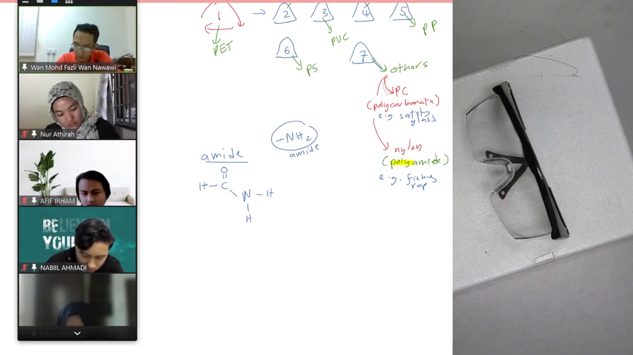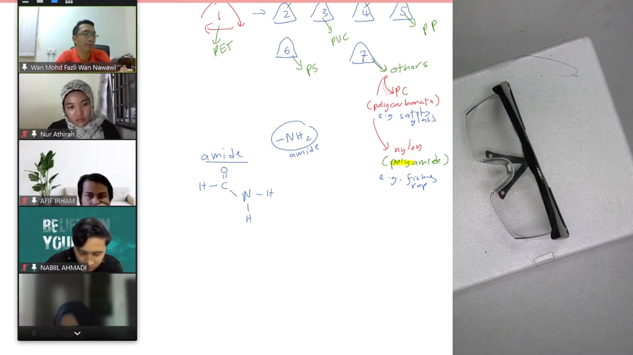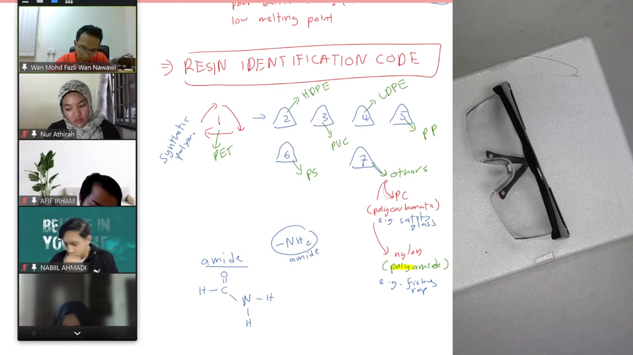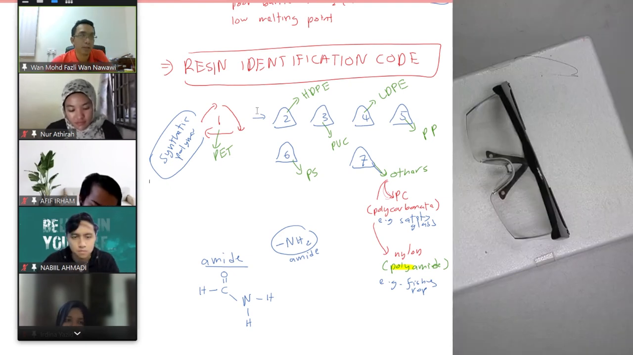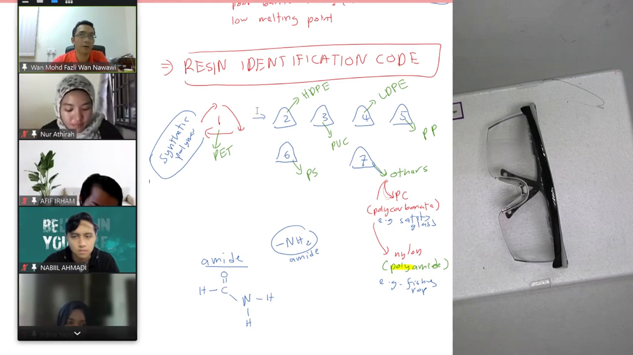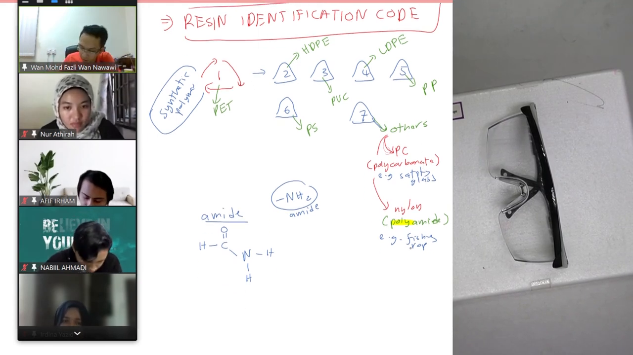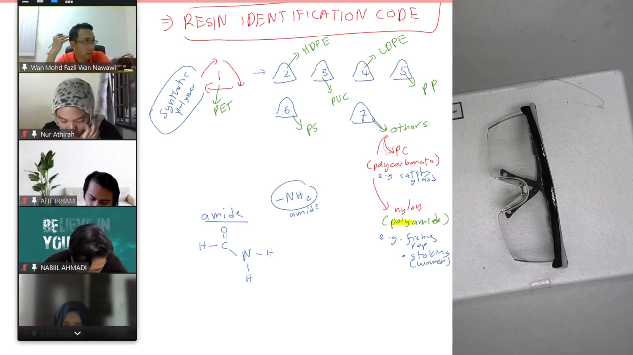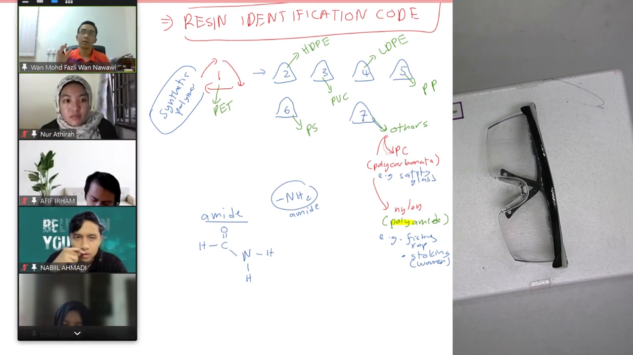So nylon or polyamide is one of the first synthetic polymers. So we are dealing with synthetic polymers. All of these, from 1 to 7 just now, are under synthetic polymer. Nylon or polyamide is the first ever synthetic polymer that was synthesized commercially. So normally you can make fishing rope, you can also make stockings, the women's stockings. Sometimes you have stockings that can stretch a lot, so they use nylon there. So the women's stocking is the first successful commercial synthetic polymer used in the world.